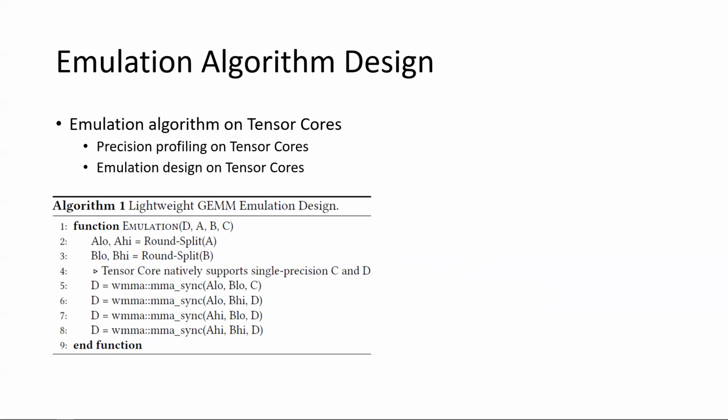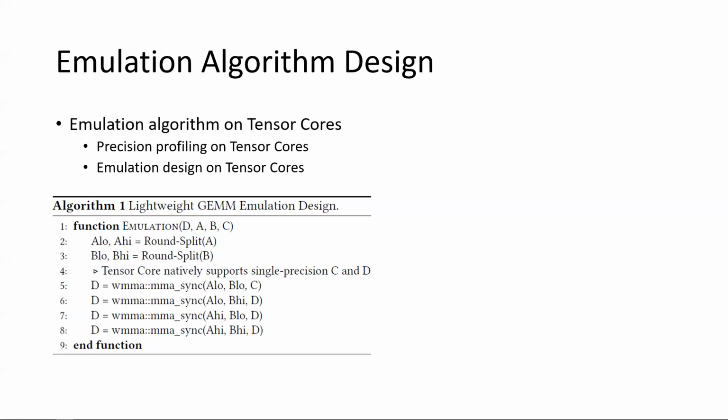Actually, we take three matrix inputs, A, B, C. All of them are single precision input. We do the data split. We split matrix A into A low, A high. Also, we split matrix B into B low, B high. After that, we call the tensor core for 4 times for combination of A low, B low, A low, B high, and so on. And the final result is stored in the matrix D.